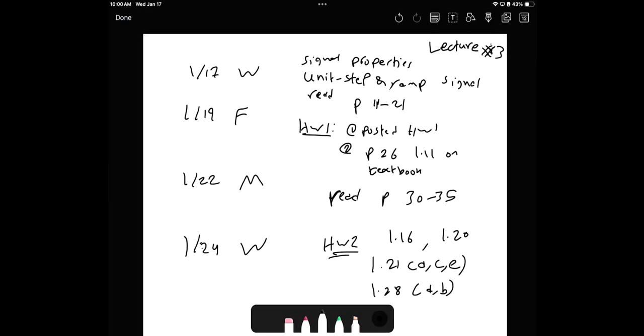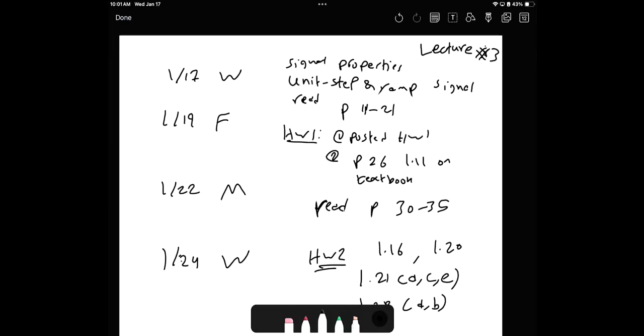Okay, so today's lecture, we will continue on signal properties. Then we expect to start unit step and ground signal. And the readings associated with today's lecture are from page 11 until 21.